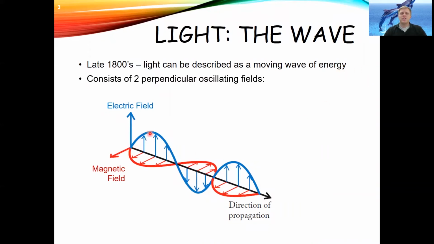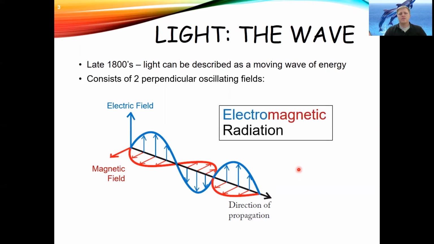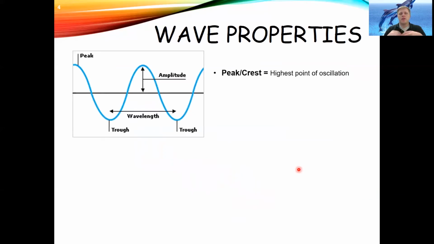So as this light is traveling through space, it has this kind of up and down rhythmic motion to it, and it's got that going on in 2 dimensions. And so this is why light is described as electromagnetic radiation, because it has these two waves, the electric and the magnetic waves. Now, since we're going to be talking about waves, I need to give you the jargon for talking about waves, or the specific vocabulary you're going to need.